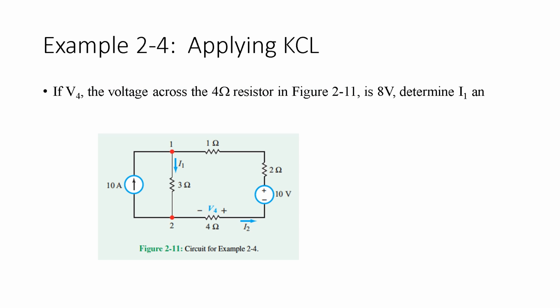If V4, so the voltage across the 4 ohm resistor, is 8 volts, determine I1, and what is the current going down in that direction. And so we're going to use this circuit to be able to determine some of that. So I want you to try to solve it first on your own, and then we're going to go through ones to solve it, and then I'll show you a more simplified solution that the book has.